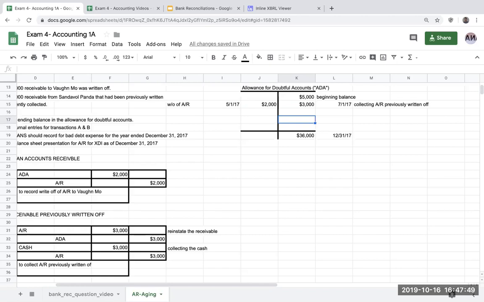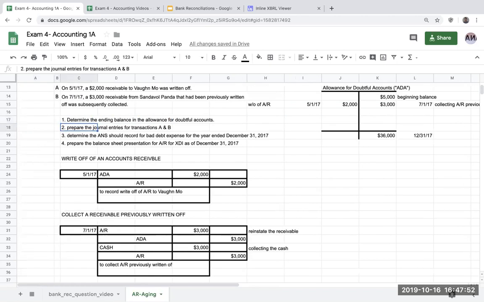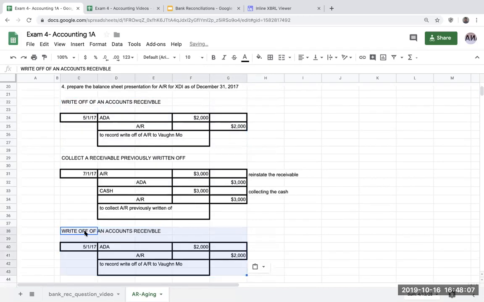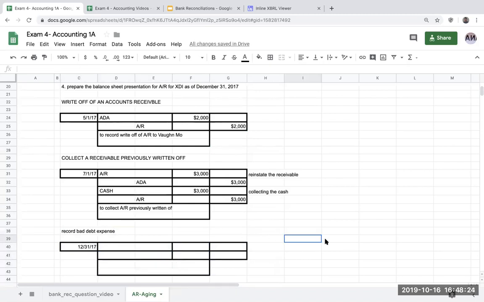Okay, so the last step I need to do in this question is to determine the amount of bad debt expense for the year ended December 31st, 2017. So my third journal entry that I'm going to need to know how to do is to record bad debt expense. And how do I record bad debt expense? If I'm writing down bad debt expense, will that be a debit or a credit? Debit, right?